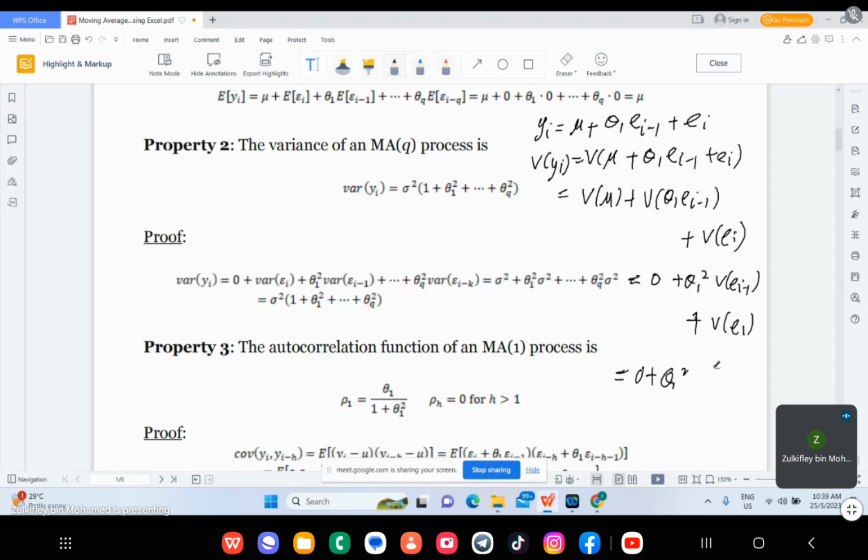Variance of epsilon I, by definition, epsilon I is normally distributed with mean of 0 and variance of sigma square. So variance of epsilon I minus 1 is sigma square. So sigma square plus the variance of epsilon I is also sigma square. So therefore we get theta 1 square sigma square plus sigma square. So this will become sigma square multiplied by theta 1 square plus 1. Okay. This is the variance of MA1.